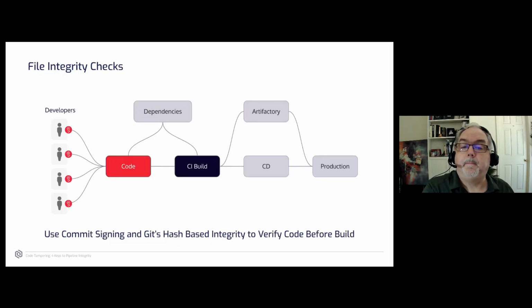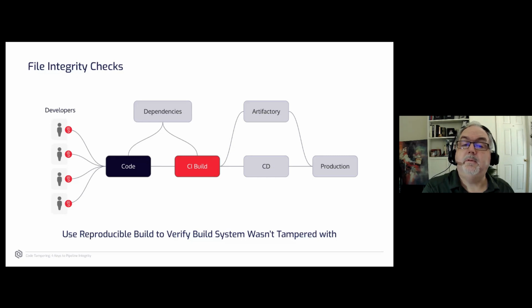For example, commit signing with multi-factor authentication provides a way to verify that code originates with an authorized developer. During the build process, you can leverage Git's commit hashes along with signed commits to associate code with a trusted developer. Reproducible builds provide a way to verify that the build system wasn't tampered with, because inputs can be traced back to the original signed code.